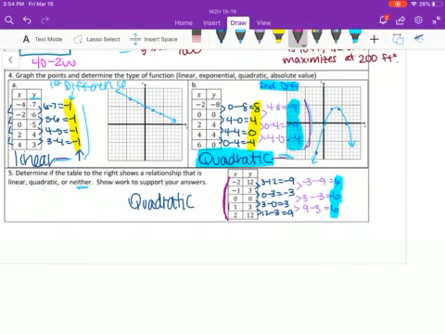There's a couple practice problems on your homework and on the review, so you can try those out if you want more practice. Good luck.